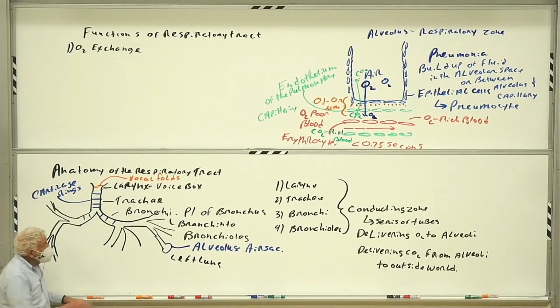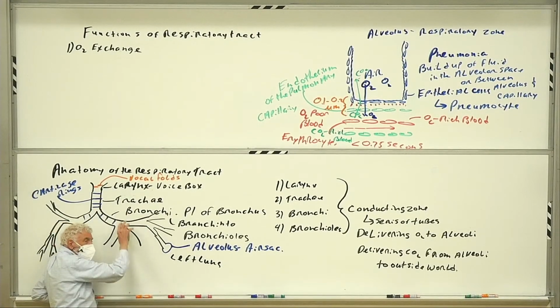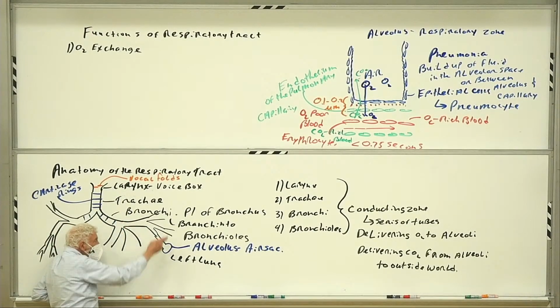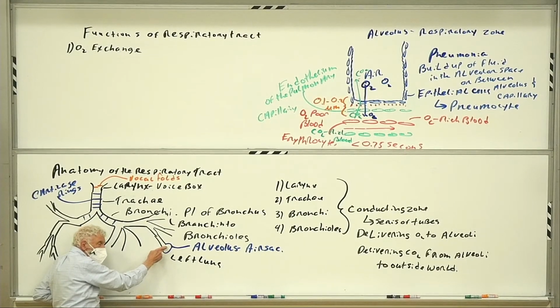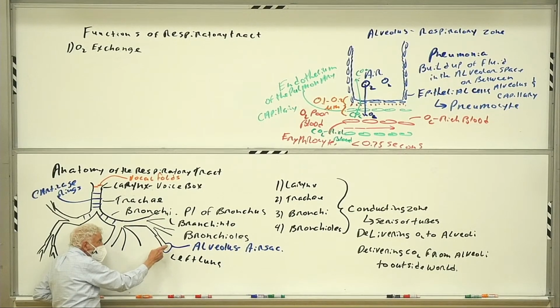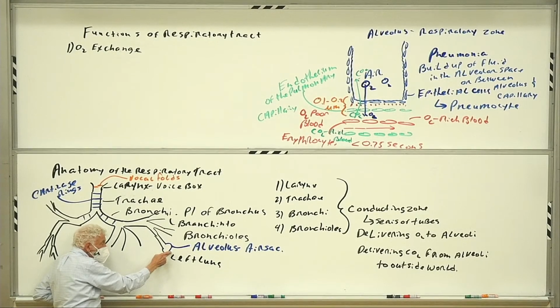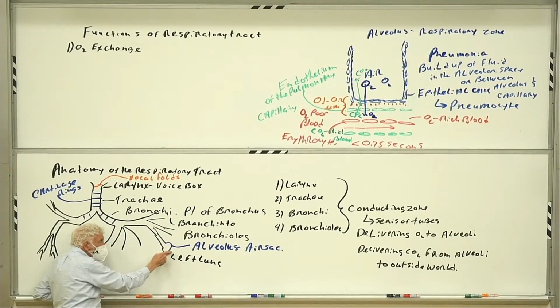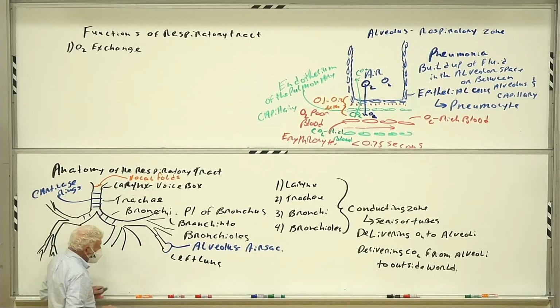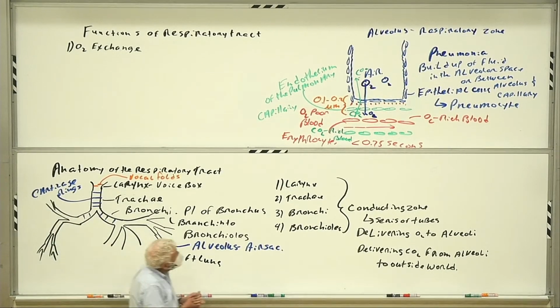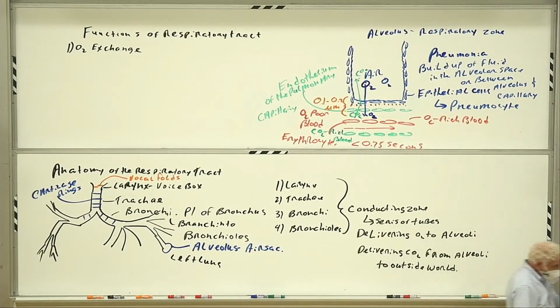So what we're doing with this conducting zone is basically providing a highly branched series of tubes to bring the air down to the alveolus. That air then delivers oxygen into the pulmonary capillaries, and from the pulmonary capillaries we get carbon dioxide going out the other direction. Let's look at a couple of pretty pictures of this.